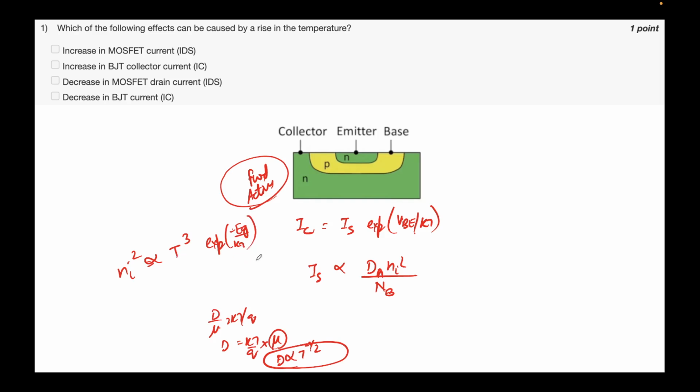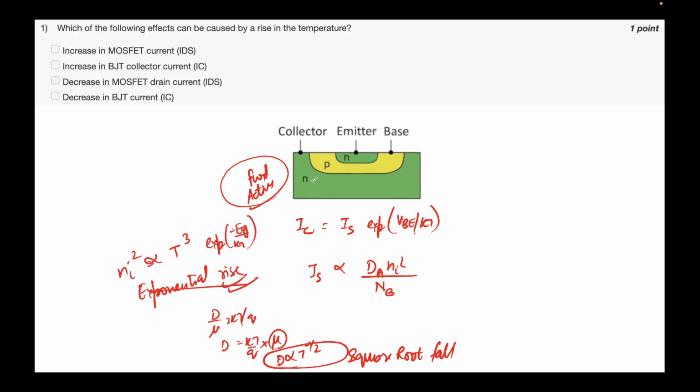So if you increase the temperature, this term reduces and this term increases, exponentially rather. Because when you increase the temperature, this negative term goes down, which means essentially Ni square rises, and this rise is exponential. So if you put both of these terms together, we have an exponential rise and a square root fall, and the exponential rise term will naturally dominate.